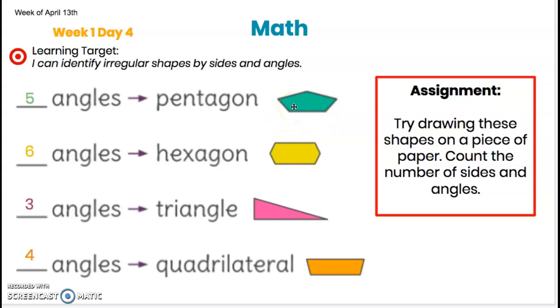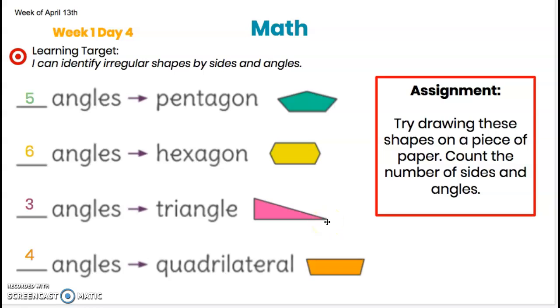Great job, friends. Then we're going to look at a hexagon. What's it called? Good job, hexagon. A hexagon has 6 sides. Good job counting. And 6 angles. Then you're going to look at a triangle. You know about triangles. How many sides and angles, friends? That's right, 3 sides and 3 angles.